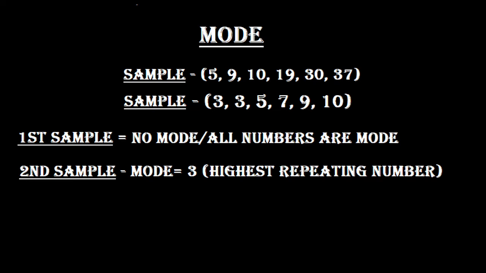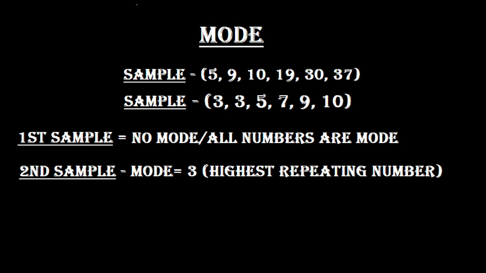But alternatively, in some countries, it is considered that all the 6 numbers are mode. So whichever you use is your choice, both are correct. Now, look at the second sample. It also has 6 numbers. But the number 3 repeats itself twice, while other numbers do not repeat. So in this case, you can easily derive the mode of the sample as 3. So, understanding mode was pretty easy.